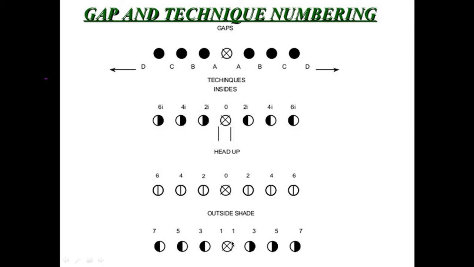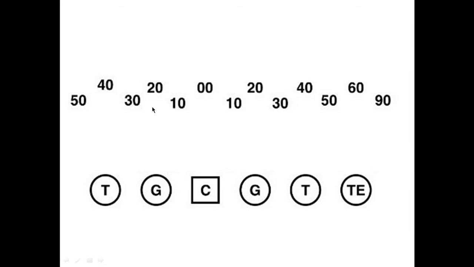You hop down to the outside shade. The 1 technique is the outside shade of the center. Once again, this begins our pattern of the odd numbers being on the outside. So the 1 is outside the center, the 3 is outside of the guard, the 5 is outside of the tackle, and the 7 is outside of the tight end. So coach, now I need you to imagine those same defensive line techniques, except backed up. You just want to back it on up to linebacker depth.